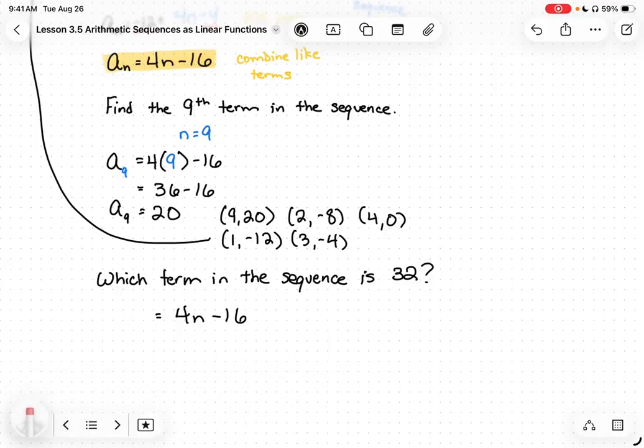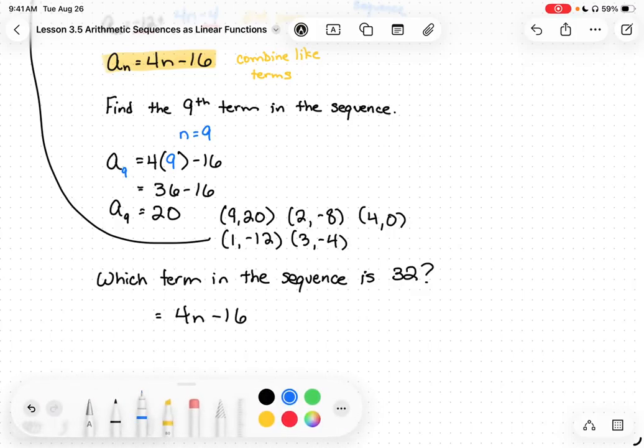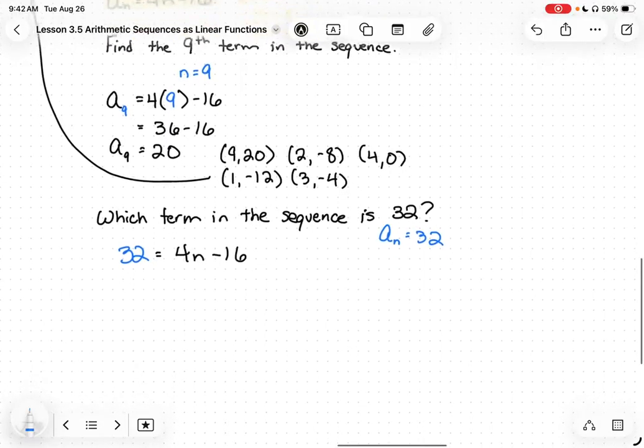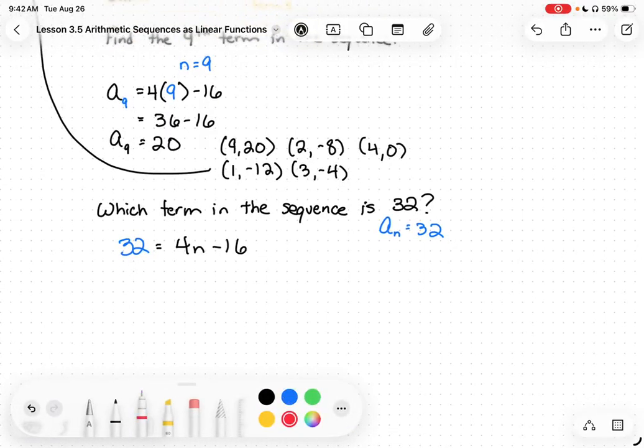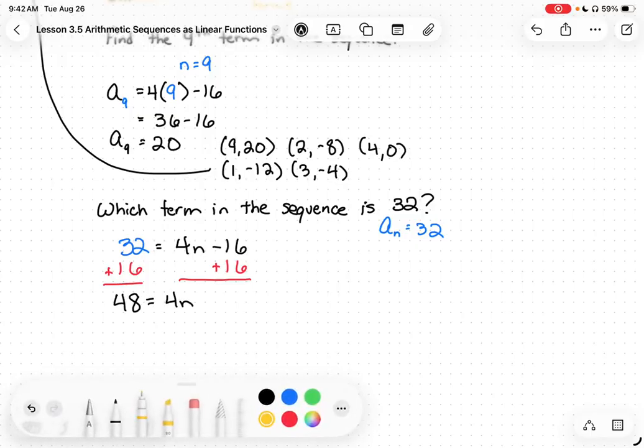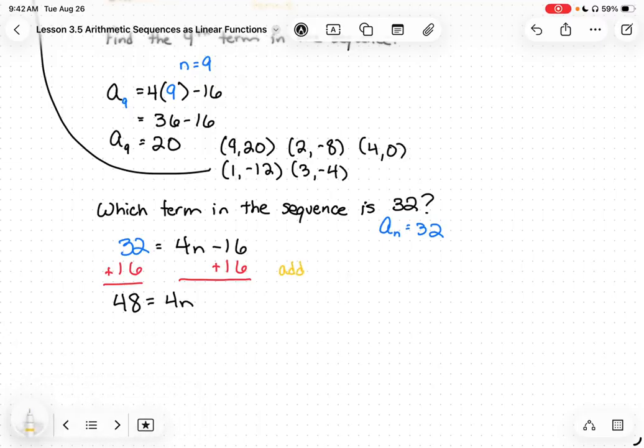So we're going to say, okay, let's replace that with 32. This right here means a sub n equals 32. And now we're going to solve this. So let's isolate our variable. We're going to add 16 to both sides. This is our addition property of equality. That gives us 48 equals 4n.